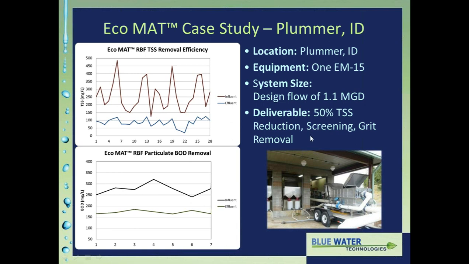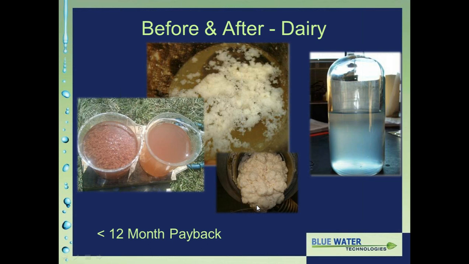The screen on this one was a 300 micron. So again, you can adjust the level of TSS capture and level of BOD removal by making that either a more porous screen, where you're essentially just using it as a screen and don't get as much filtration, or you can put a smaller screen on it where you'll get a more rapid and thicker mat buildup, where you're getting higher levels of filtration and removal. So again, a nice case study.